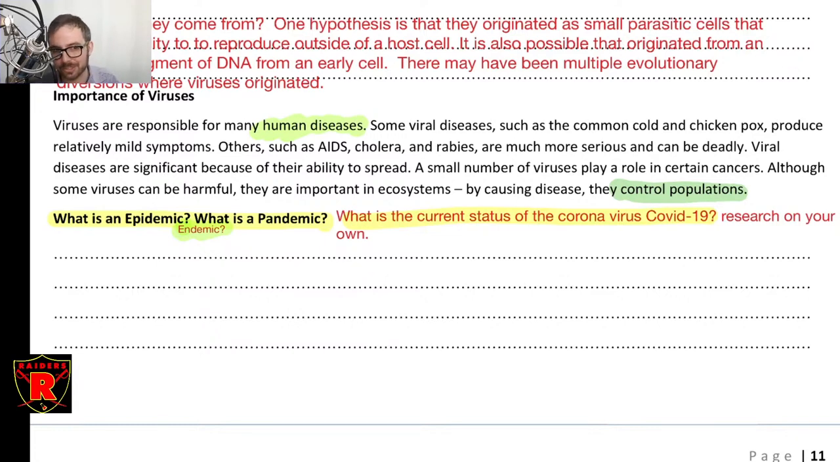Maybe bacteriophages to use as antibiotics. But other than that, we don't tend to really care too much about viruses unless they're causing illness. Lots of different illnesses are caused by viruses. I mentioned HIV earlier, which causes AIDS. Cholera, rabies. Lots of stuff. COVID, obviously.